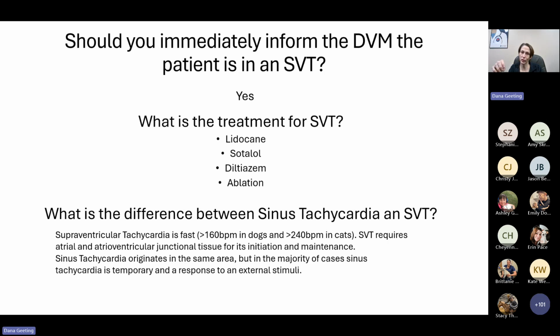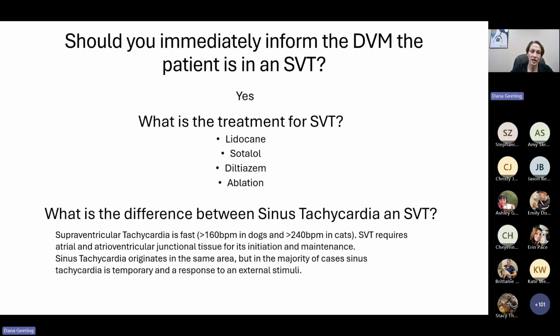What causes the irregular heart rhythm? That is a good question. We will get back to you on that. There are different things that could be causing SVT. But SVT requires the atrial and the atrioventricular junctional tissue for its initiation and maintenance.